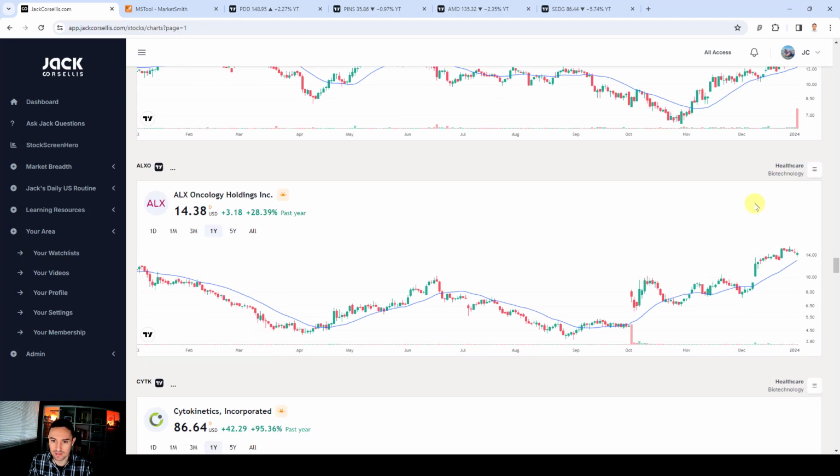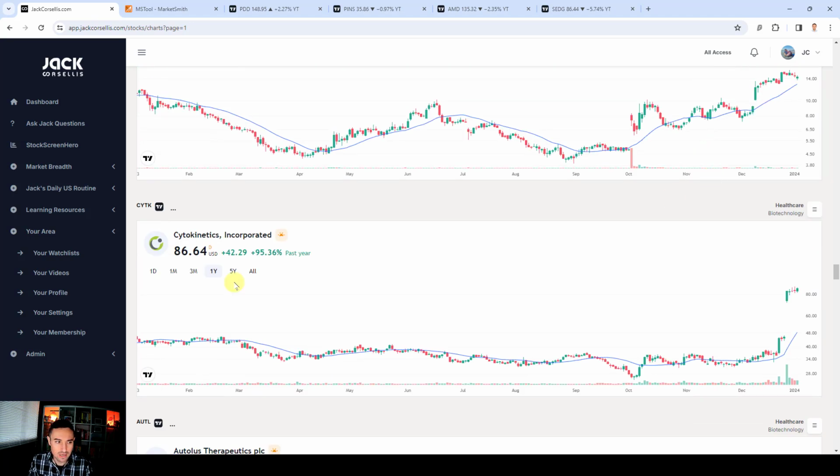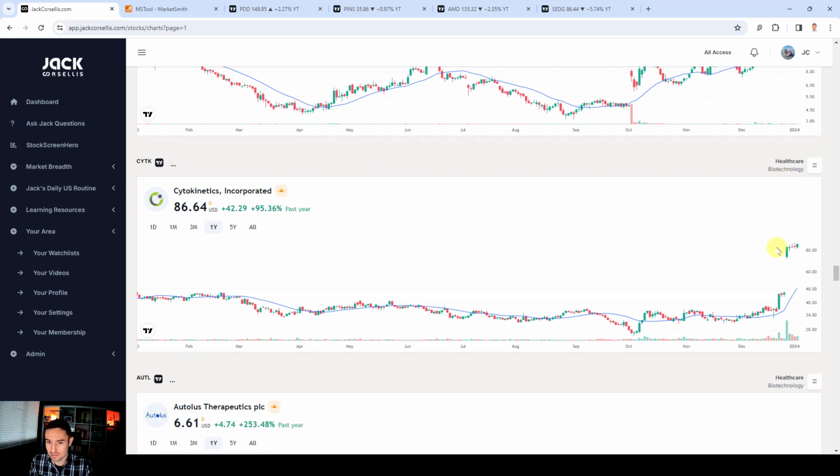Let me keep going down, see if I can find a couple of other ones here. This is AX, this is ALXO, that's my dyslexia there. So you can see the gap here, okay, starting to consolidate. It's another biotech stock. Again, not too keen on biotech stocks. This one here, this is CYTK, another biotech stock. If you are seeing a lot of biotech stocks coming up on the screen, or a lot of solar stocks, semiconductor stocks, that can give you an indication of where some strength is.